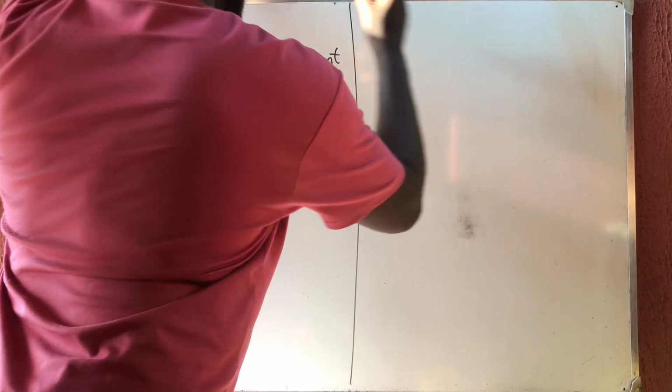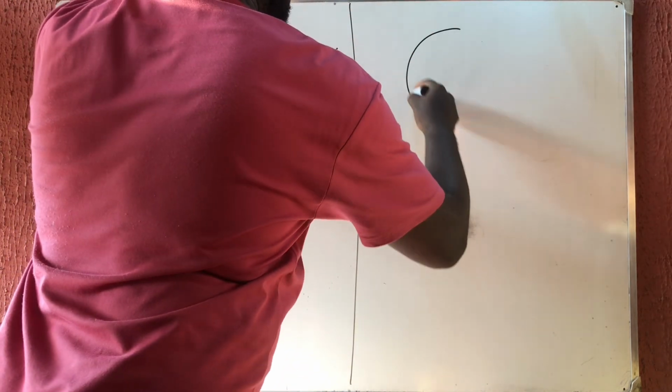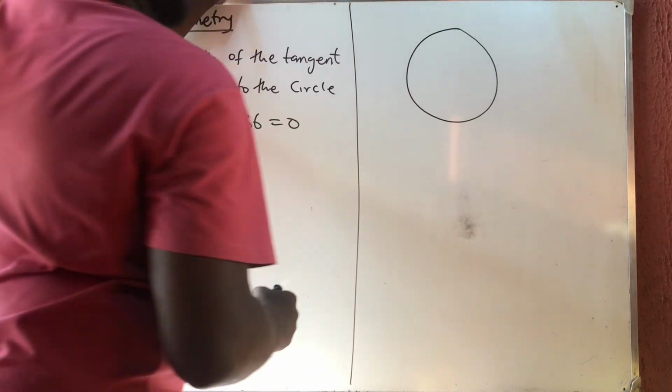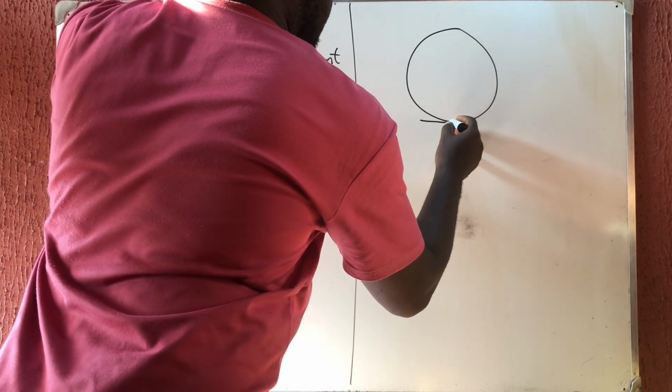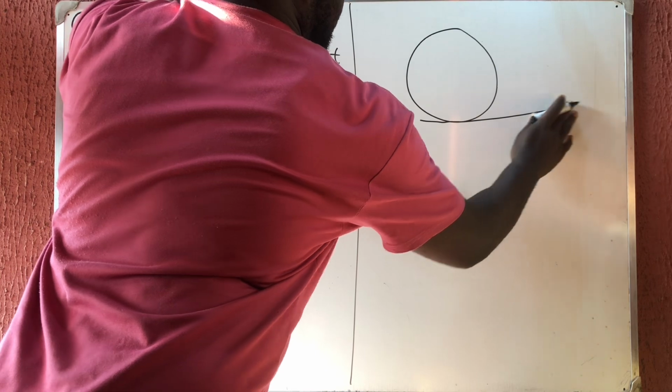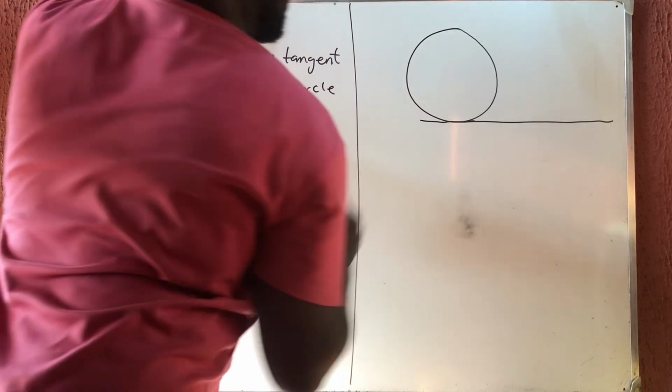If I have a circle, let's assume that this is a circle. Okay? And I have that this is the tangent to this circle. Don't know how to draw, but let's manage.